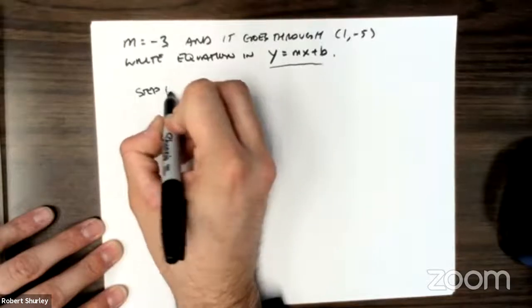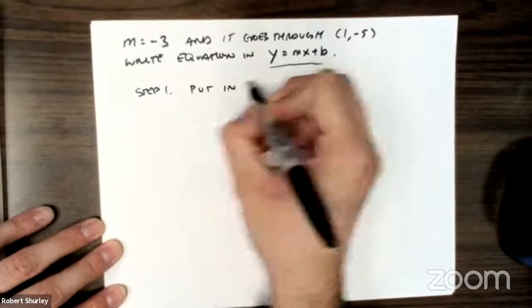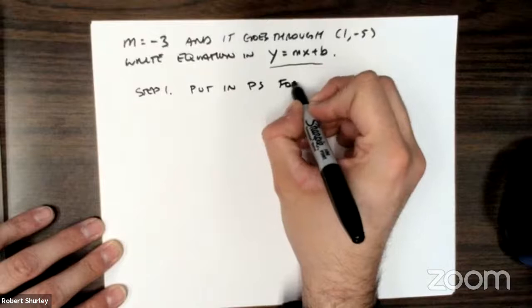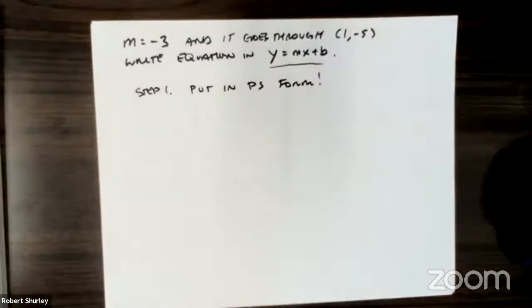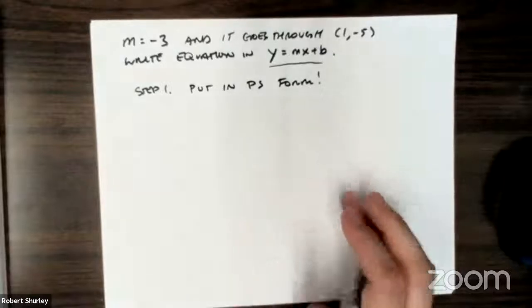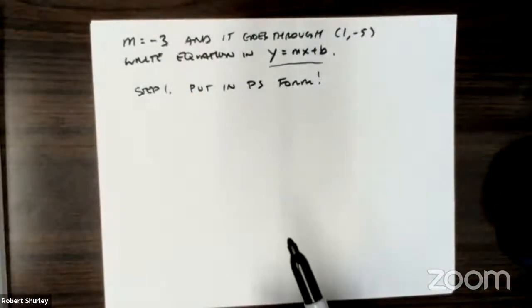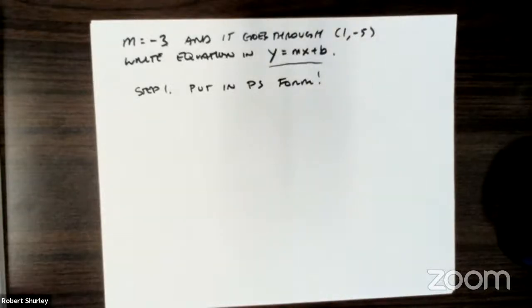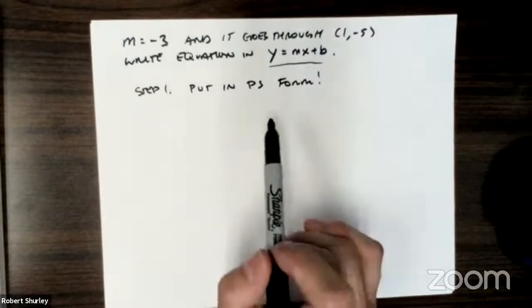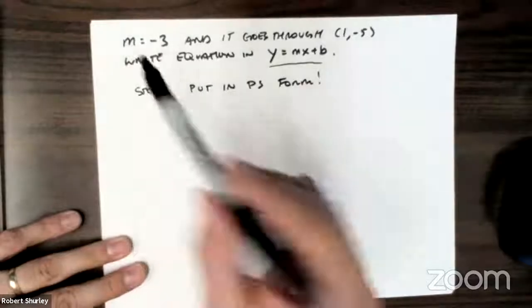Step 1. Put in point slope form. Okay, put in point slope form. That has not changed. So let's do this. Now, what's nice about this one, it gives us the slope and it gives us the point. We don't have to do any extra work, right? On the last two, we had to find the slope and then do that. So on this one, we don't have to. All we have to do is put in point slope form.